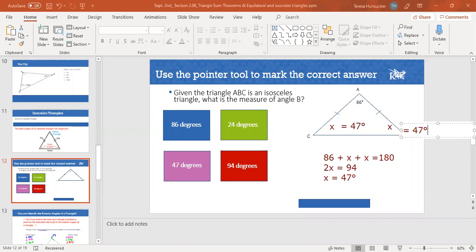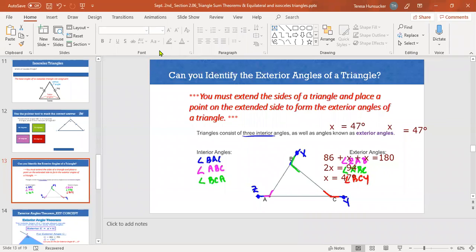All right, so that's the triangle sum theorem. Enough said. Trying to keep this short and to the point.